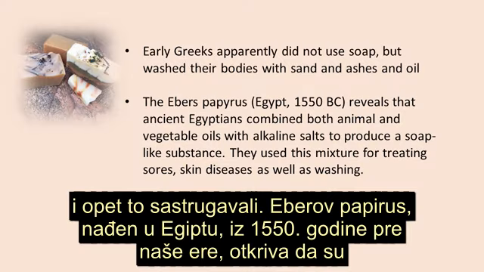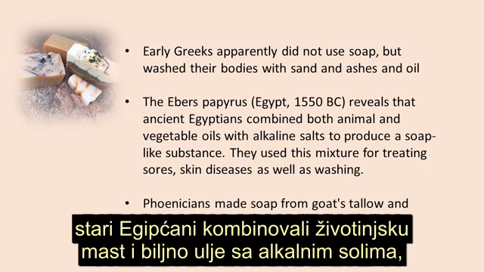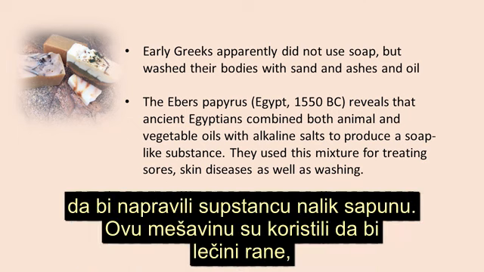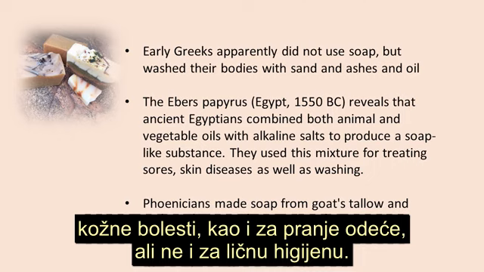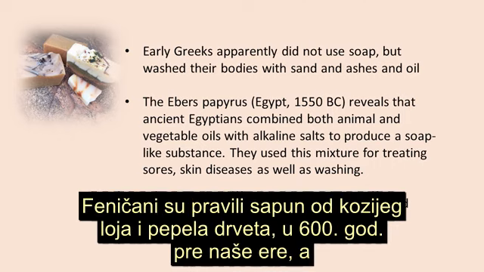The Ebers papyrus in Egypt, 1550 BC, reveals that ancient Egyptians combined both animal and vegetable oils with alkaline salts to produce a soap-like substance. They used this mixture to treat sores, skin diseases, as well as washing garments, but not for personal hygiene. The Phoenicians made soap from goat's tallow and wood ashes in 600 BC.